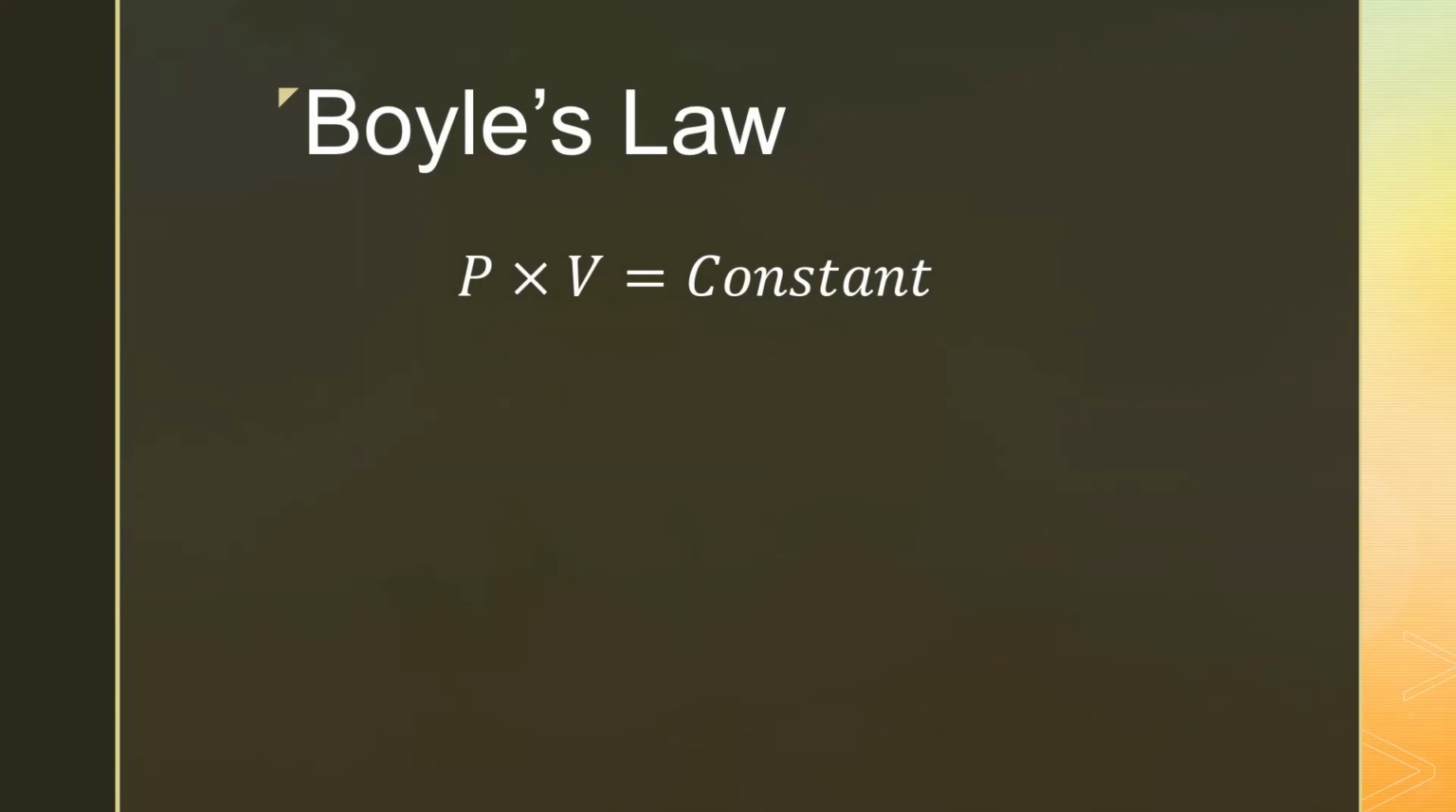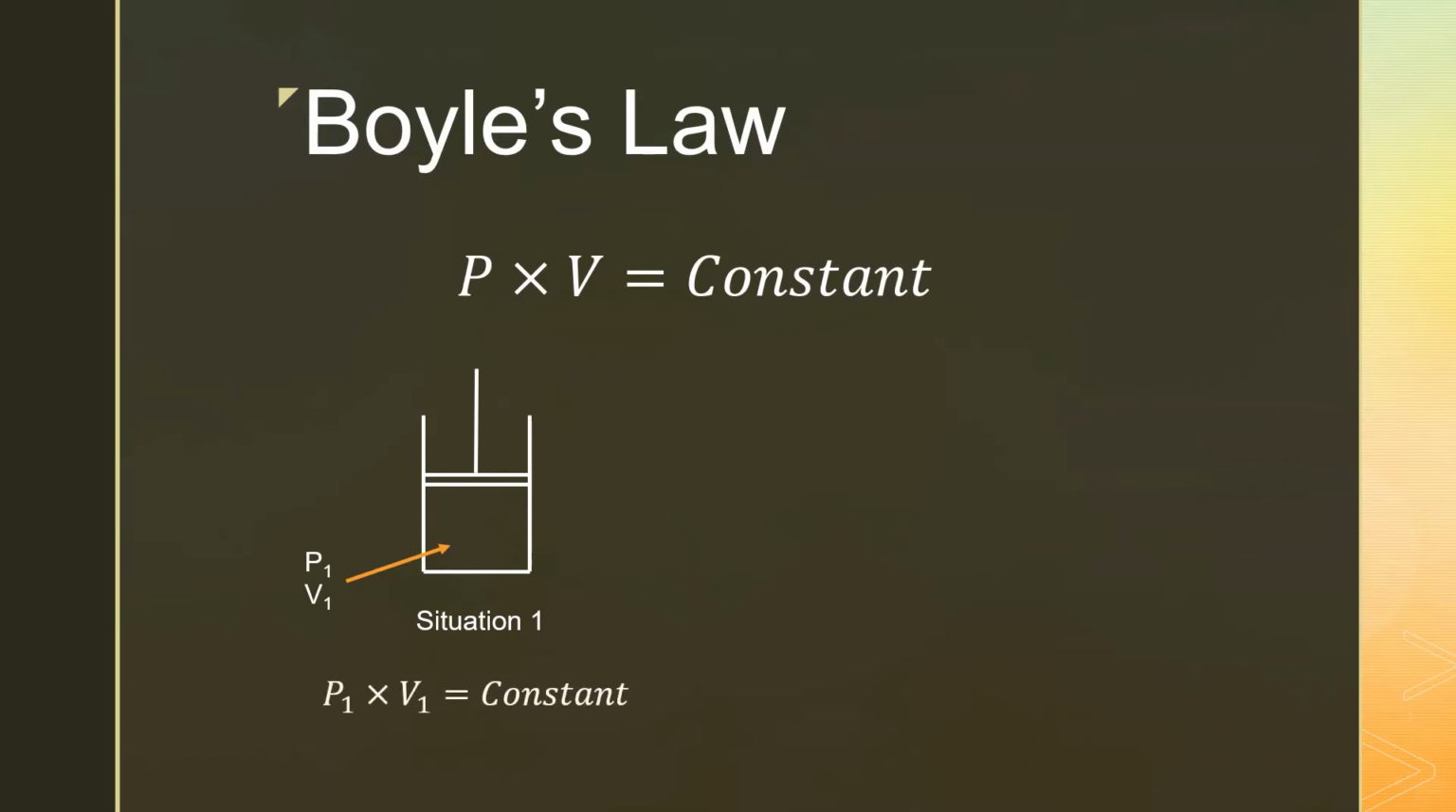Okay, so again, I want to look at this in a little bit more detail. So I've got P times V is equal to constant. Now, let's look at an example involving a cylinder. I've got a cylinder here on the left-hand side. I'm going to call this situation 1. In situation 1, I've got a pressure of P1 and a volume of V1. I'm just using the subscript 1 to denote situation 1, and we know that P1 times V1 is going to be equal to some constant.